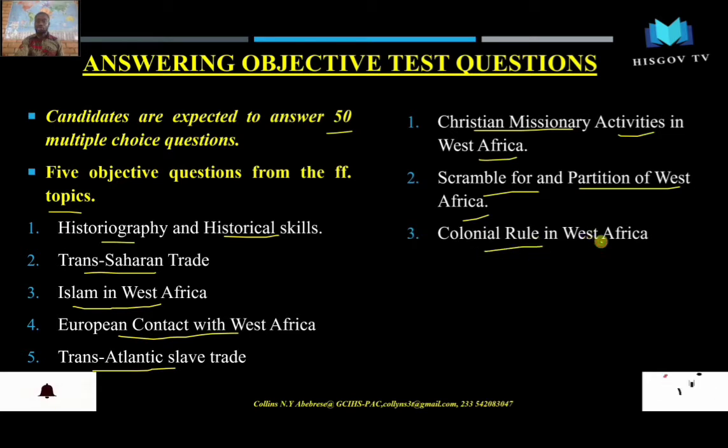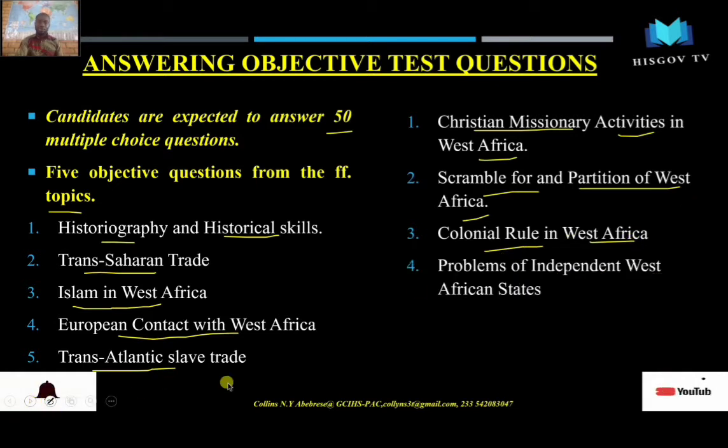Then you look at the colonial rule in West Africa. Basically, you look at the French West Africa and British West Africa, their administrative policies, assimilation, indirect rule, the impact of colonization on West Africa. All these areas are areas that you should look out for in the objectives.